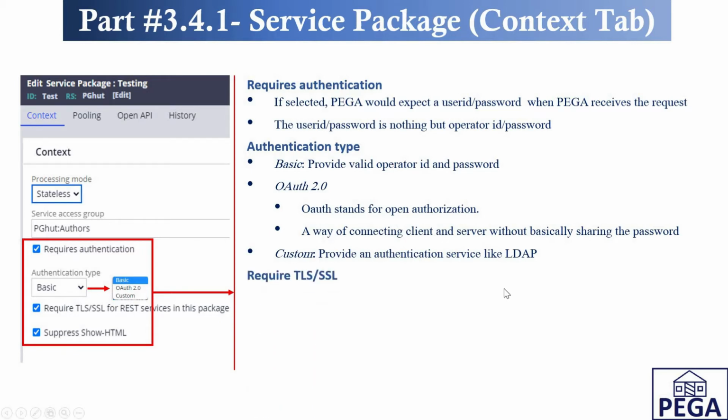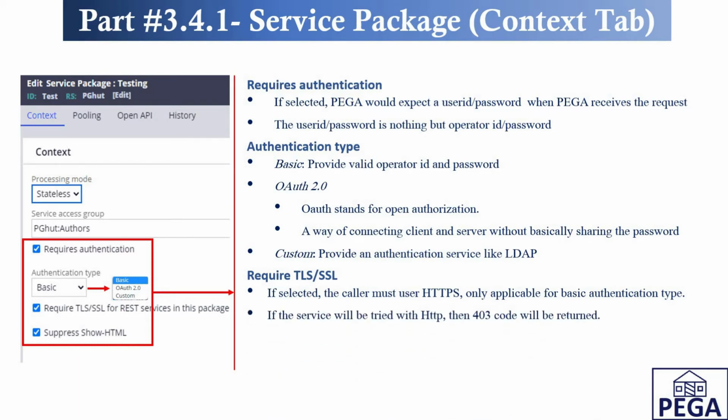Now the next thing is about Require TLS or SSL. TLS stands for Transport Layer Security and SSL stands for Secure Sockets Layer. So what does it mean? If you select this, the caller must use HTTPS, which is only applicable for the basic authentication type, not for other authentication types. HTTPS means the request is coming in a secure way. Now let's say you chose this option, but the caller is trying to call by using HTTP. During that time, Pega will forbid that request and will send a 403 error HTTP response code back to the consumer. Now I hope this is clear.